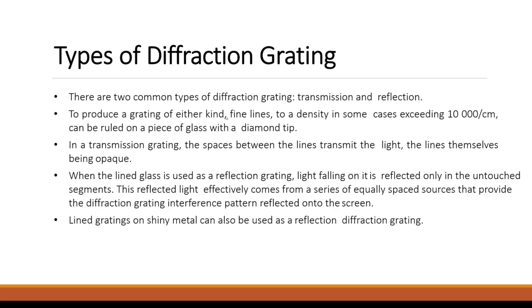So there are two common types of diffraction grating: transmission and reflection. To produce a grating of either kind, we need fine lines, and sometimes they're really fine, to a density of, imagine, 10,000 per 1 centimeter on a piece of glass with a diamond tip. So it's extremely, extremely fine. And so you can only imagine the precision in these gratings and what they can measure. In a transmission grating, the spaces between the lines transmit the light, and the lines themselves are opaque.